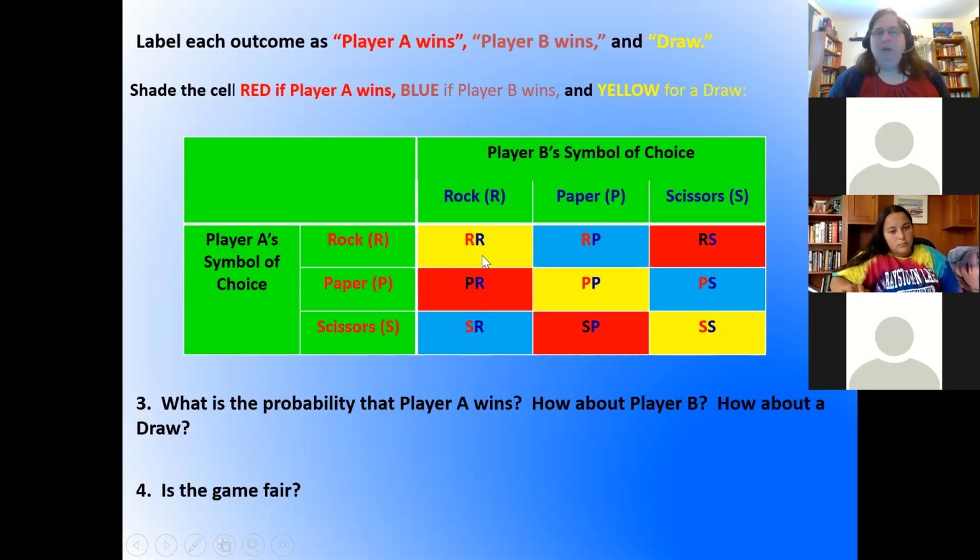So what's the probability that player A wins? We use our rule of probability and we see that there are 3 successful outcomes over 9 total outcomes. So 3 over 9, or 1 over 3, or 0.3333 repeating. Same for blue, 3 over 9, 1 over 3, 0.3333 repeating. And same for yellow, 3 over 9, 1 over 3, 0.3333 repeating. In each case there's a third, or 33%, chance that you're going to win, lose, or draw.